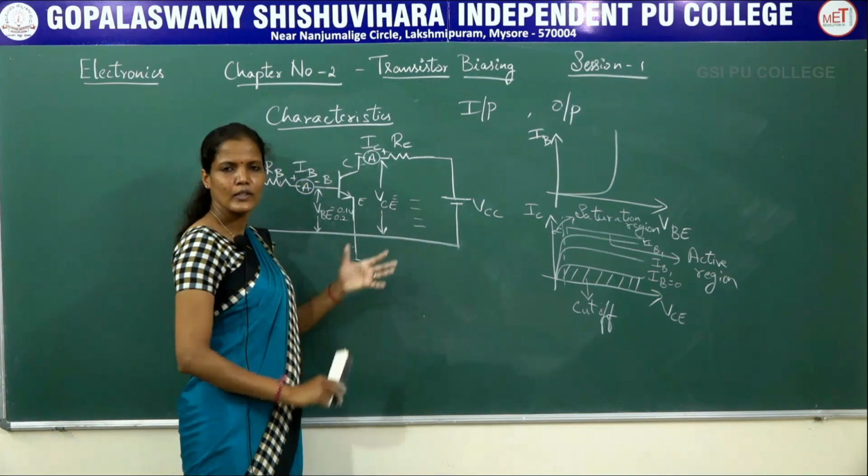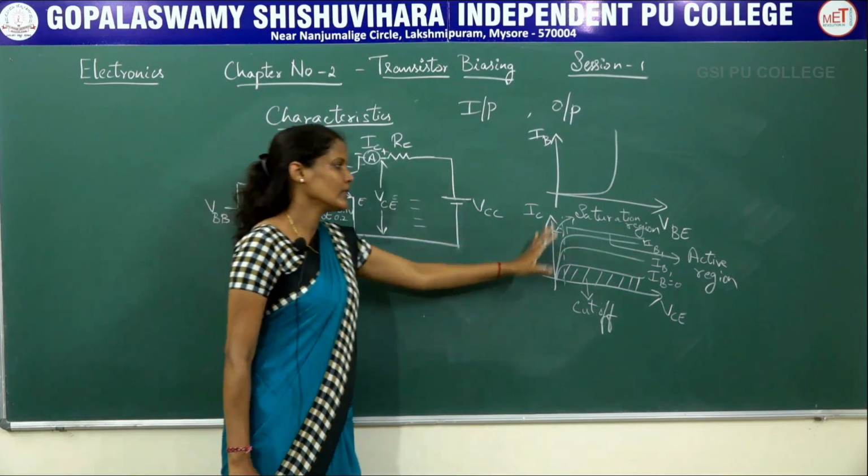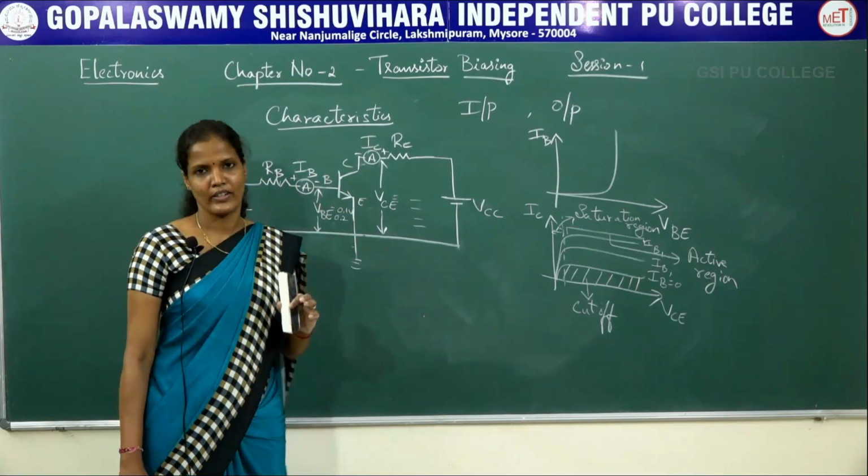We change it for different values, and that corresponding IC value will be noted down. Then we are going to plot a graph like this. So this is all about the basics of this transistor.